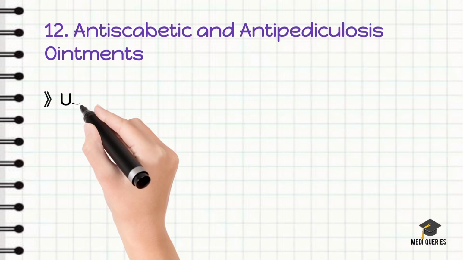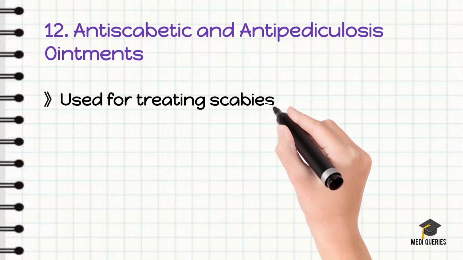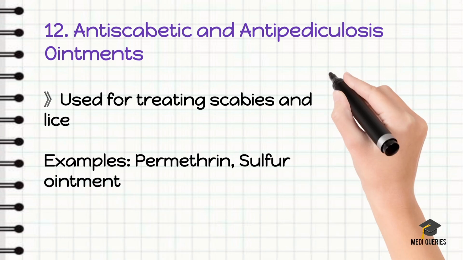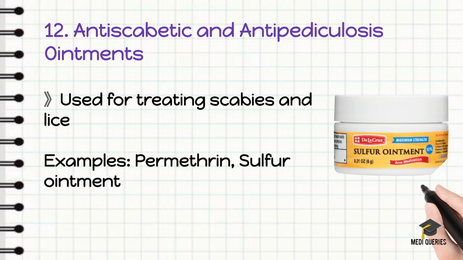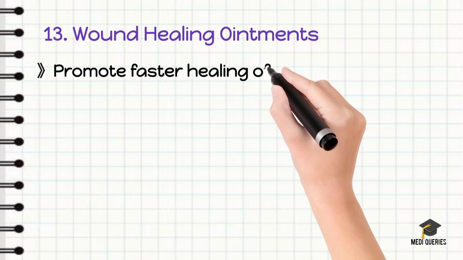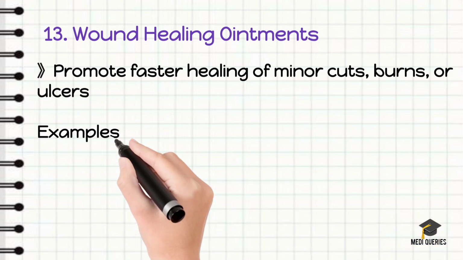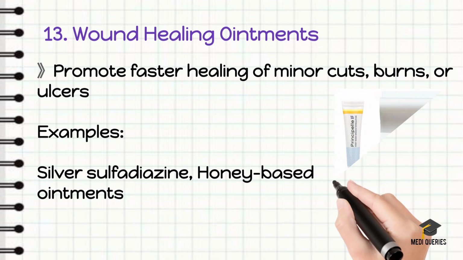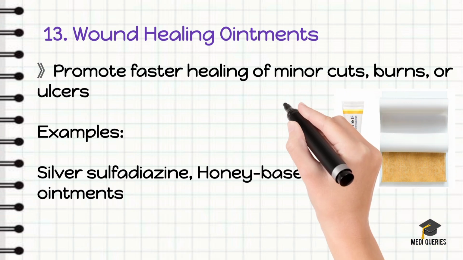And next one is the anti-scabietic and antipediculosis ointments. They are mainly used for treating scabies and lice. Examples: permethrin and sulfur ointments. And next one is the wound healing ointments. They mainly promote faster healing of minor cuts, burns and ulcers. Examples: silver sulfadiazine, honey-based ointments.